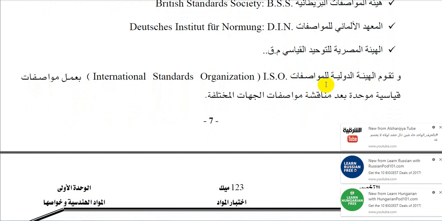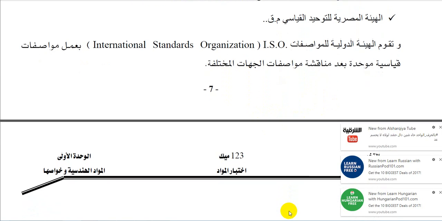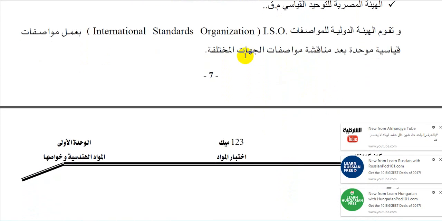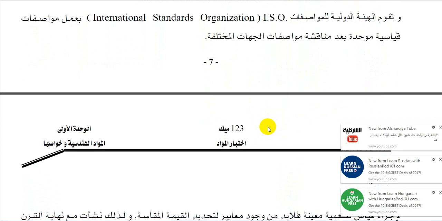The function of the International Standard Organization, or the International Committee of Specifications, is to set specific unified measurements or specifications after discussing the specifications or the required desires for the specs by the different sides, after consulting and recommending, meaning after discussing the specifications and recommendations of the different sides.